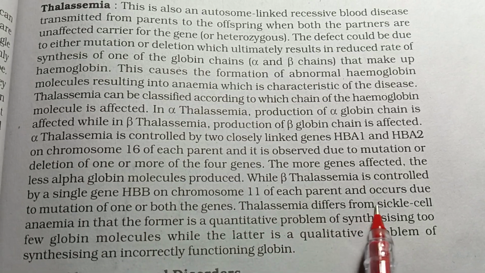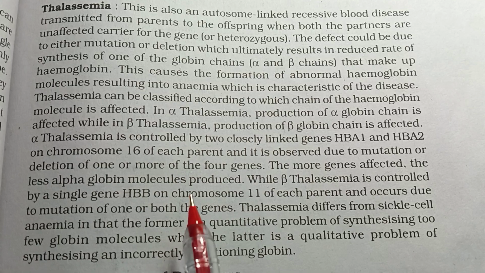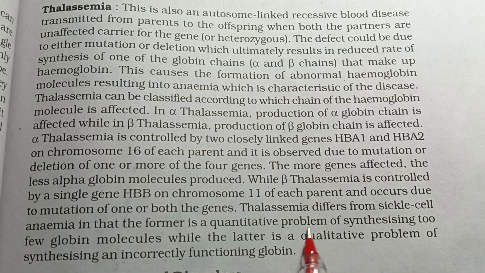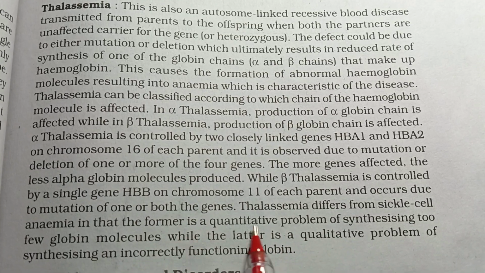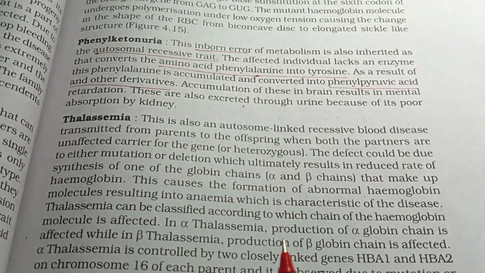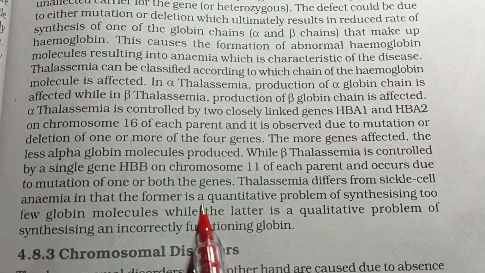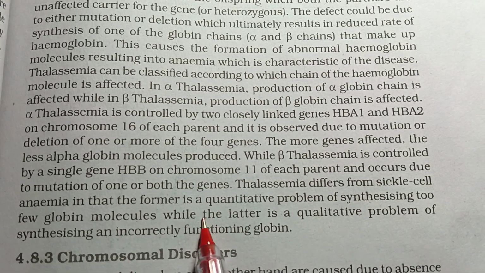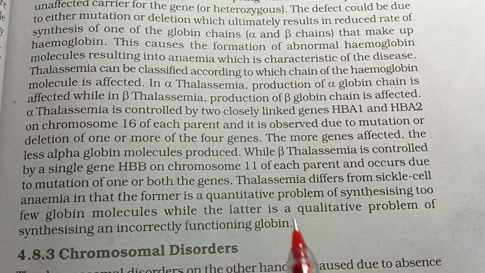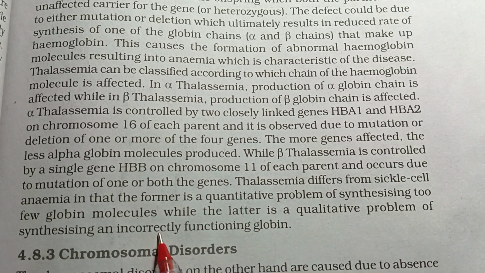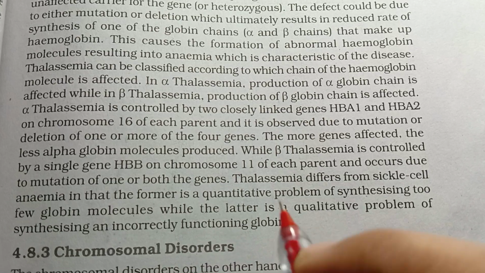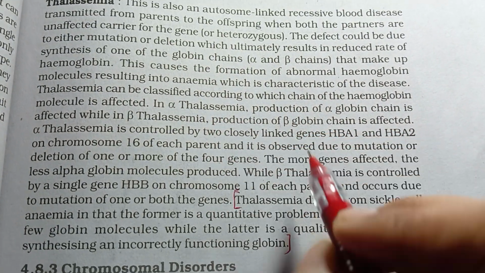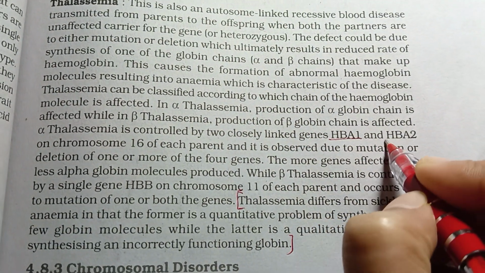So thalassemia differs from sickle cell anemia in that sickle cell anemia is a qualitative problem, while thalassemia is a quantitative problem of synthesizing too few globin molecules, while the sickle cell anemia is a qualitative problem of synthesizing an incorrectly functioning globin. So this is very important, and from here alpha thalassemia and beta thalassemia में ये चीज़ें यूज़ होती हैं, ये याद रखना है.